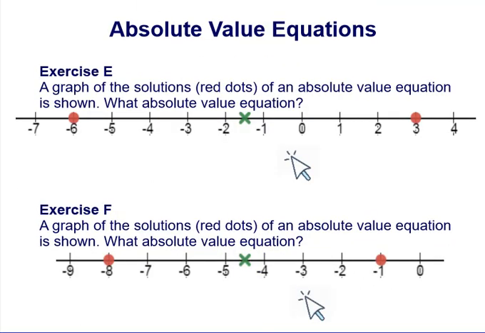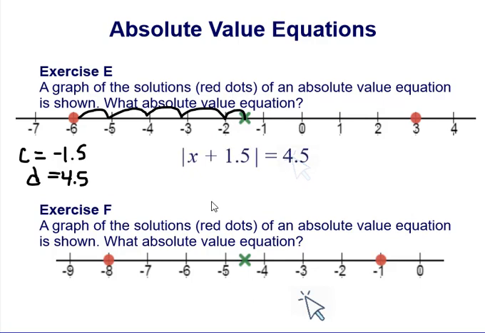Here are two more examples. Here we have a graph where the center is in between -1 and -2. So we can see that C is -1.5. And we have a distance of 1, 2, 3, 4.5. So that gives us an absolute value equation of the absolute value of x minus -1.5, which is the same as x plus 1.5, is equal to 4.5.